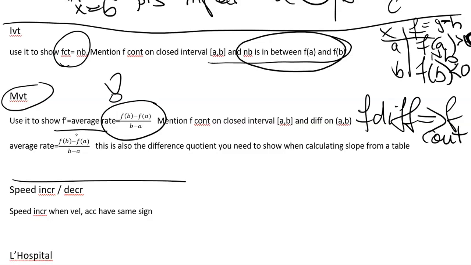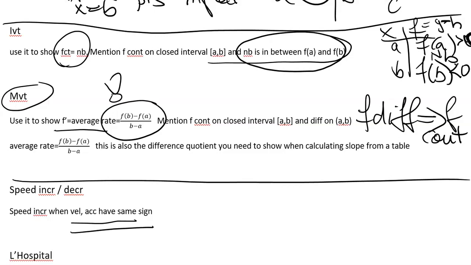Okay? Speed is increasing or decreasing. Okay, that's different than when a rate is increasing or decreasing. If you are in AB, it's less likely that you're going to have a motion problem, but you could still have something with speed increasing or decreasing. That would be when velocity and acceleration have the same sign. A rate would be increasing or decreasing, and that is not a motion problem. That would be when the derivative of the rate is positive or negative.